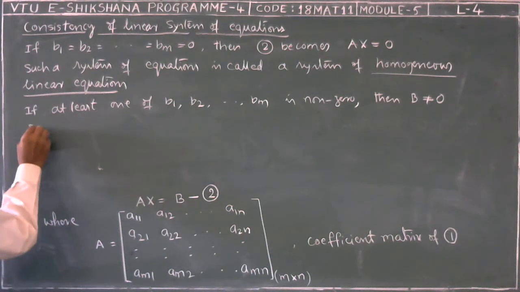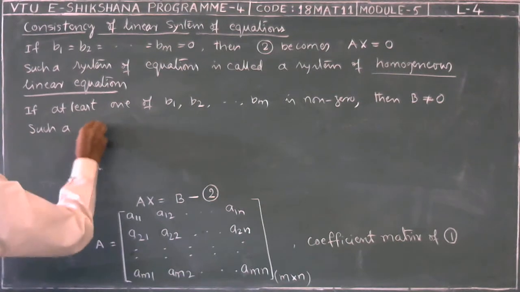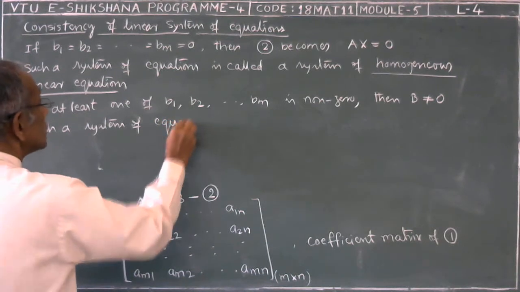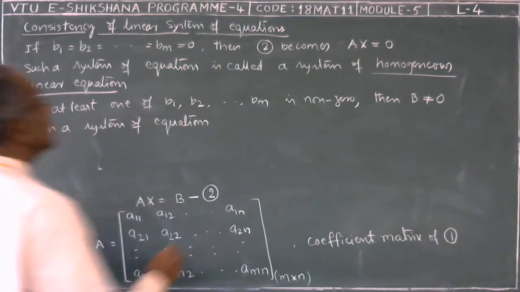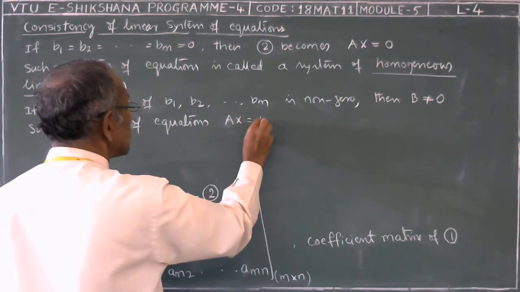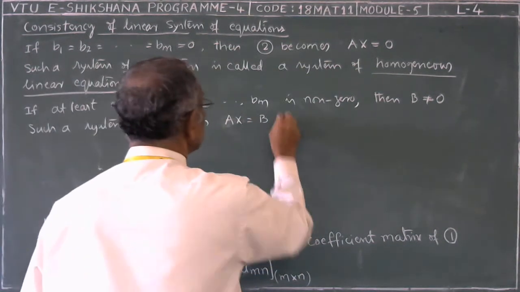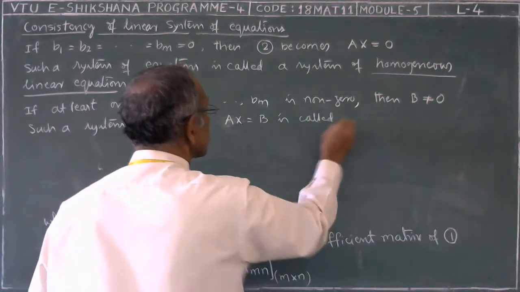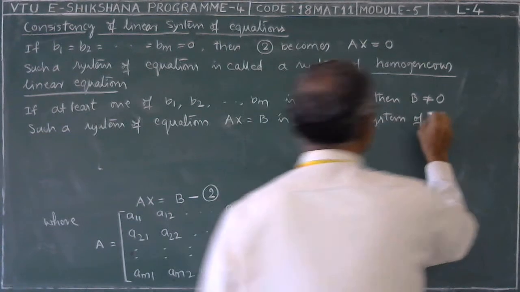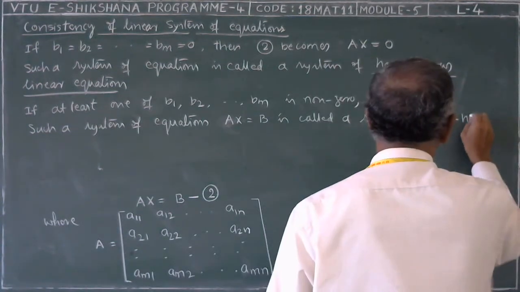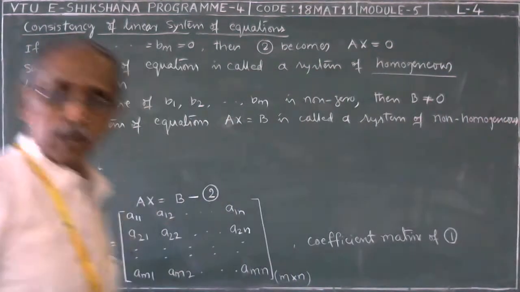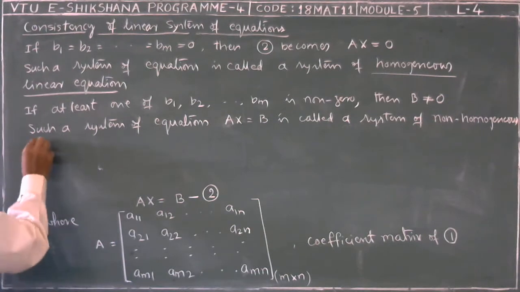Such a system of equations, that is Ax is equal to B, is called a system of non-homogeneous linear equations.